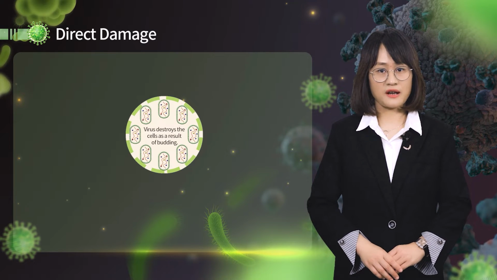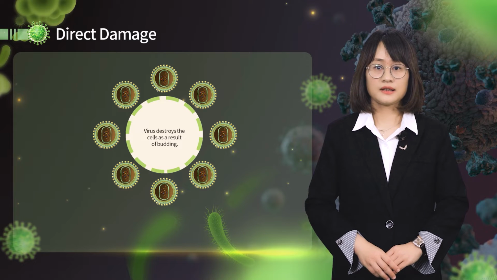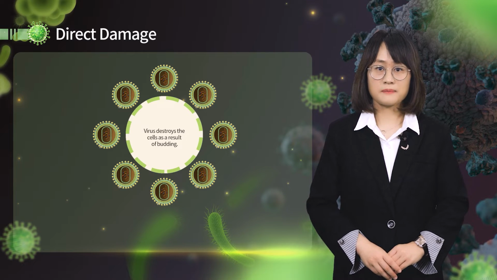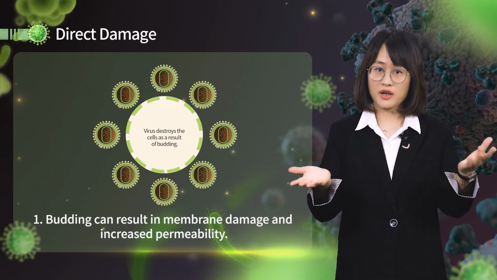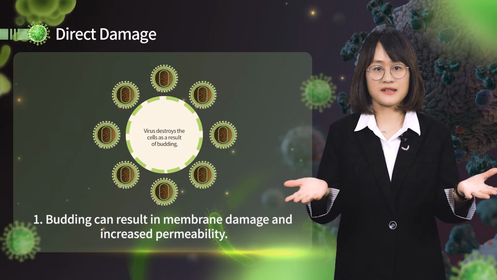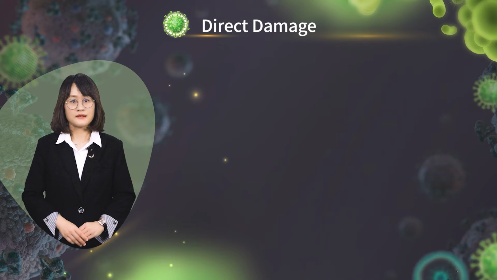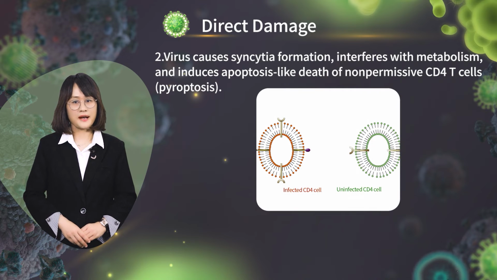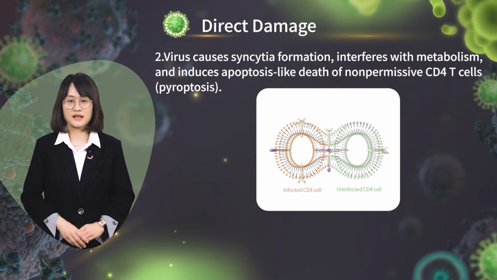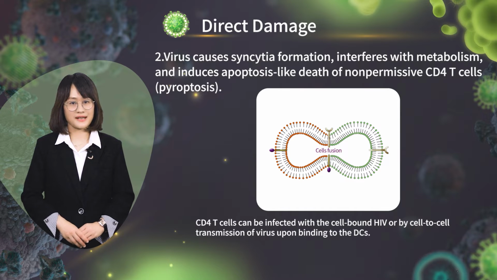HIV can destroy the target cells as a result of budding. Continuous formation of viruses budding from the infected cell surface causes cell damage, increased permeability, and finally cell lysis. CD4 T cells can be infected with the cell-borne HIV or by cell-to-cell transmission of virus upon binding to the dendritic cells. The HIV infection causes syncytial formation and interferes with cell metabolism, leading to the cell lysis.